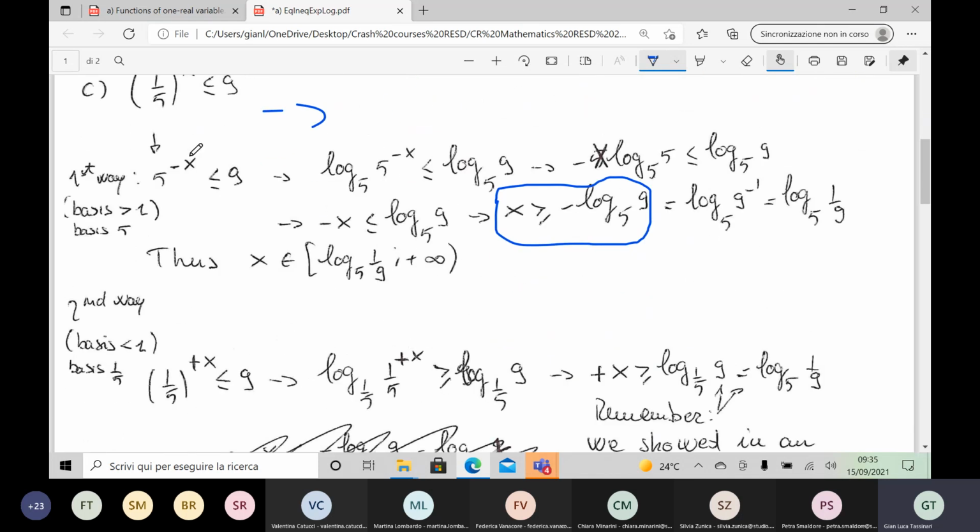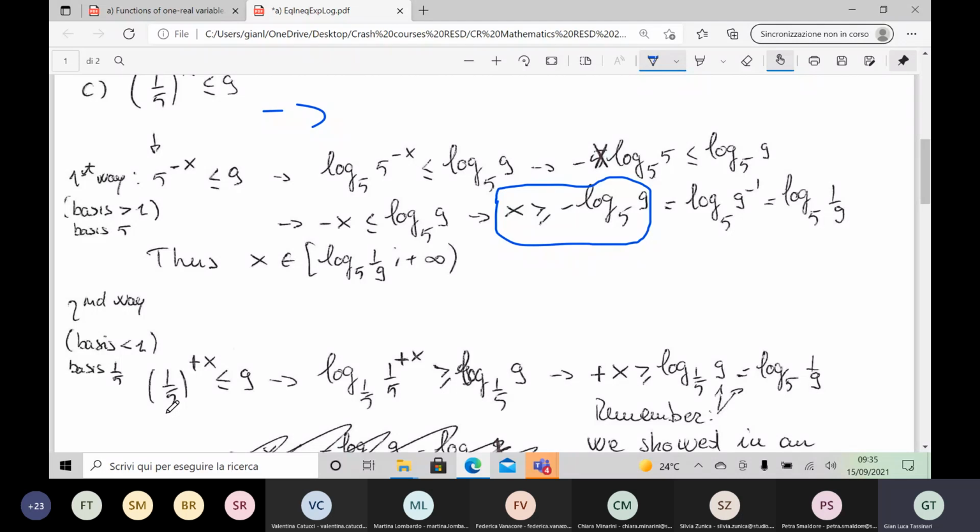Now go back, go below. Second way, I work directly with this inequality, which is the original, so I don't want to change the basis. In this case, the basis, as you can see, is 1 over 5, which is a number between 0 and 1. So, which is the suggestion, guys? You want x to fall down. As always, which is the basis convenient for the logarithm? Logarithm with basis 1 over 5. So take the logarithm with basis 1 over 5 of both sides.